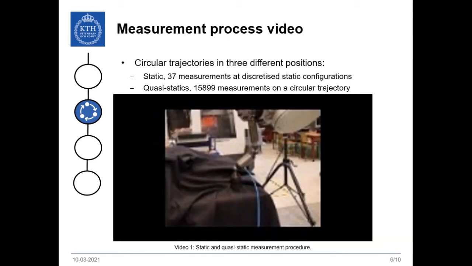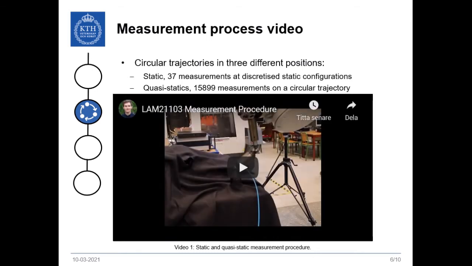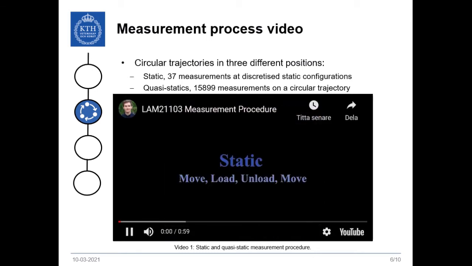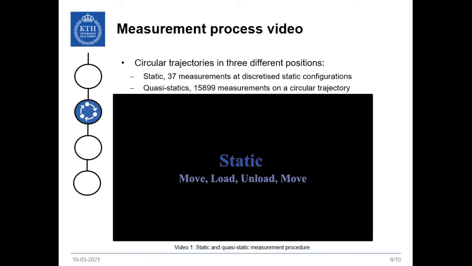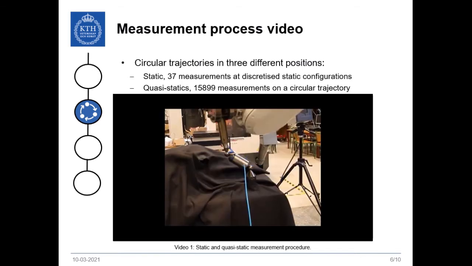Let's watch a video of the measurement process. Let's start with the static case, where we move, load, unload, and move to the next configuration. So the robot moves to the first configuration, then it is loaded, unloaded, and it moves to the next configuration. Once again, the robot is loaded, the measurement is taken, it is unloaded, and it moves to the next configuration. And the same thing is repeated over again for the 37 configurations.